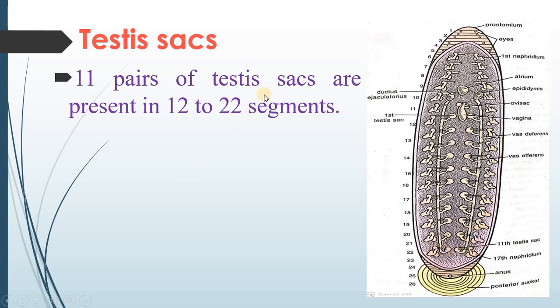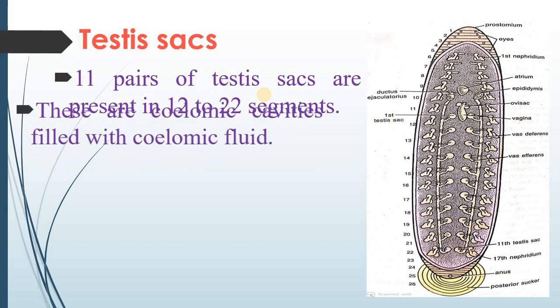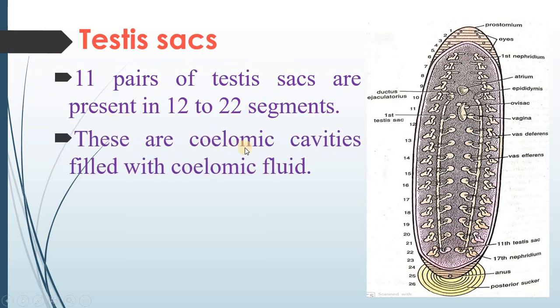These testis sacs are present on either side of the ventral nerve cord, below the alimentary canal, and these are the coelomic cavities which are filled with the coelomic fluid. And this coelomic fluid contains amoeboid cells. From the walls of testis sacs, sperm mother cells are formed, and spermatogonia or sperm mother cells are budded off from the inner walls of the testis sac. These cells float in coelomic fluid and later on develop into sperms.